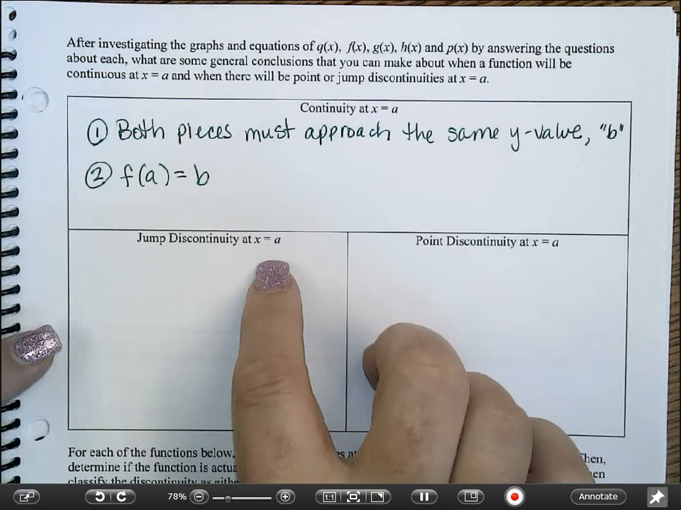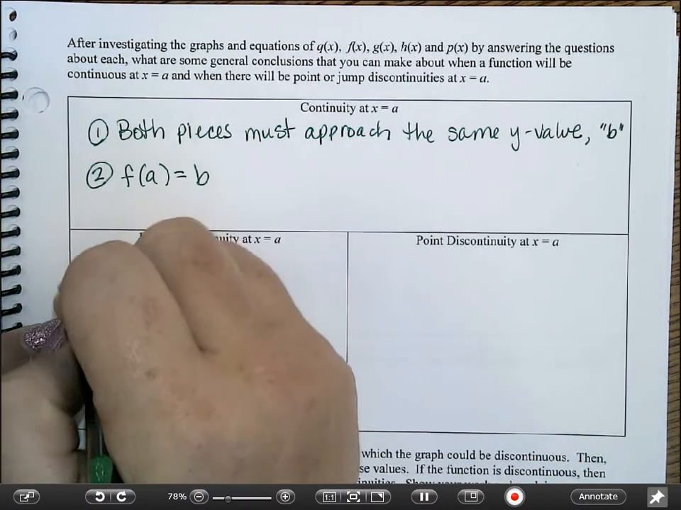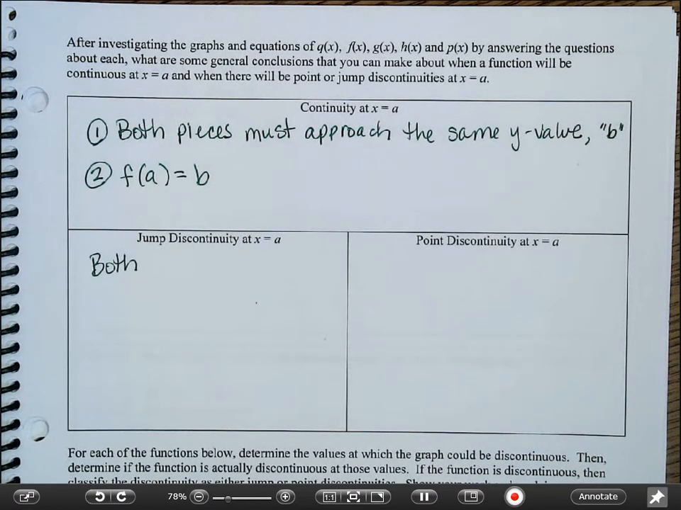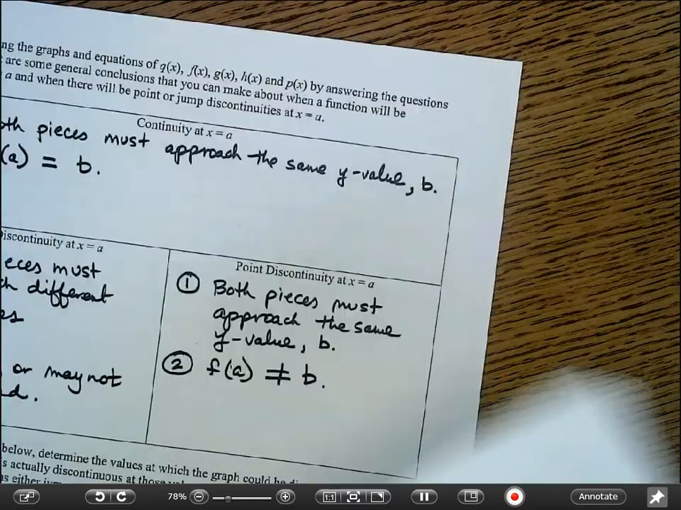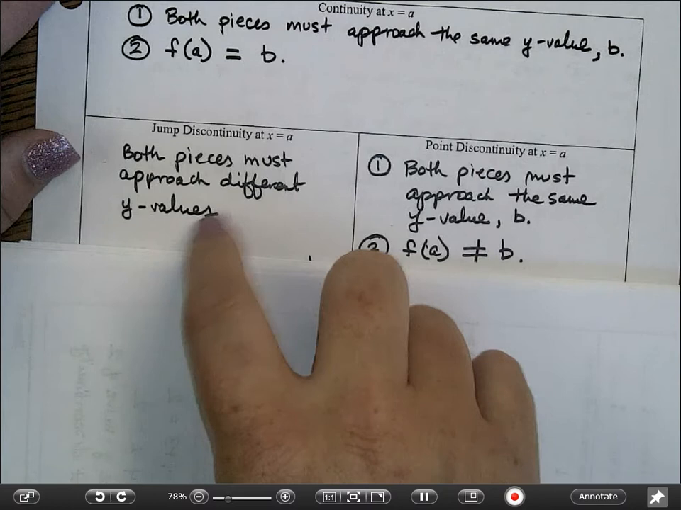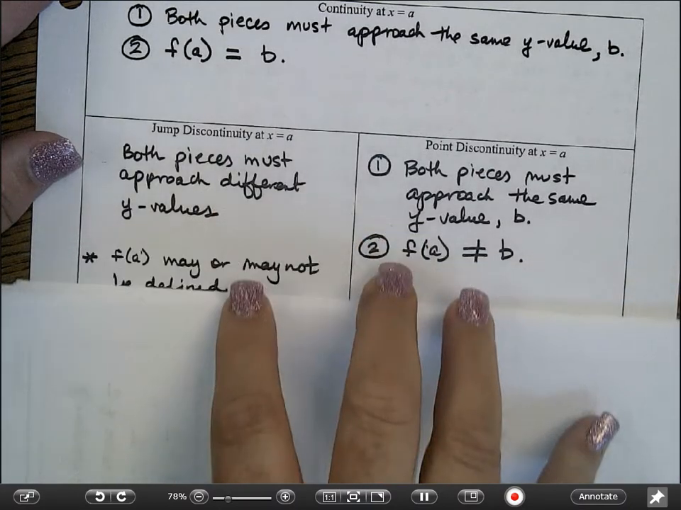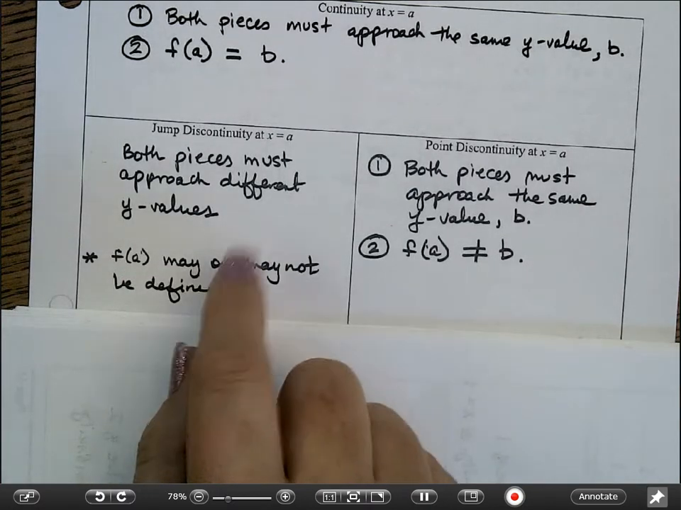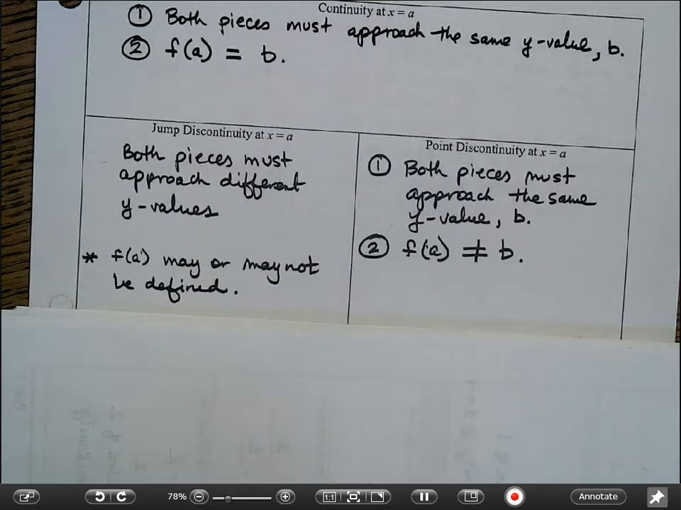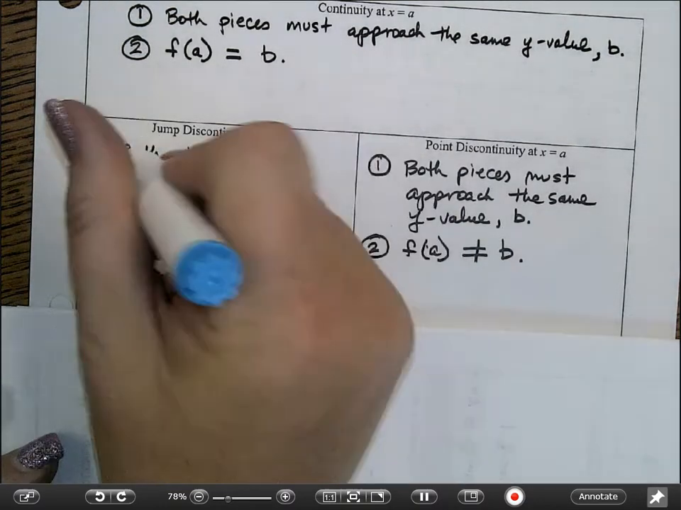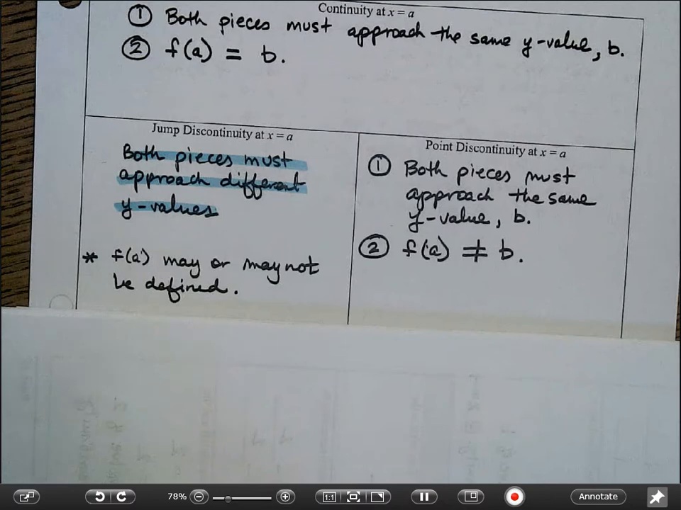If you have jump discontinuity, let me just show you here, it might be faster if I don't have to write everything down. Both pieces must approach different y values if you're having a jump, okay? And then f of a may or may not be defined. That means one could be a closed circle, one could be open, but it doesn't matter. At jump discontinuity, the key point is that both pieces approach different y values.